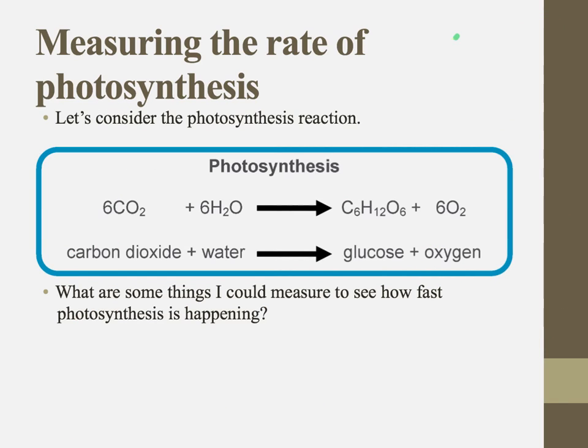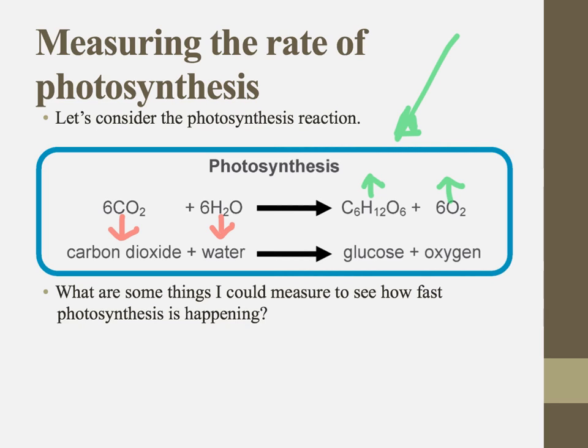Okay, so if we look at this formula for photosynthesis, I want to figure out how fast photosynthesis is happening. There are a couple of ways that I can do it. I can either measure how much glucose is being produced, so I should see an increase. I could measure how much oxygen is being produced. I should see an increase in that. I can try to measure how much carbon dioxide is being consumed or how much water is being consumed.